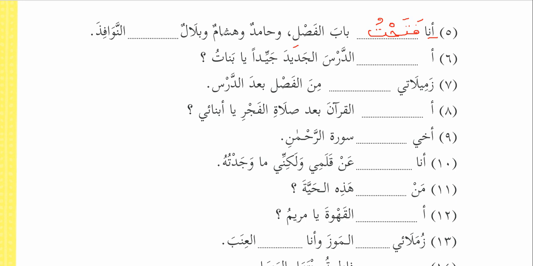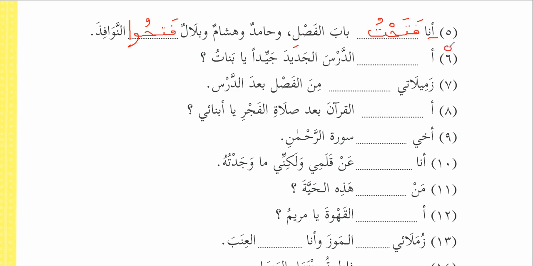Wa Hamid, Hashim, sorry, Hisham and Bilal. So we have more than two, it's plural. So what damir will you use because we are not mukhatib from the ghayabs? It's waw al jama. Fatahu. And ha will have, instead of fatha, it will have a dhamma. And we need to give this alif of protection.